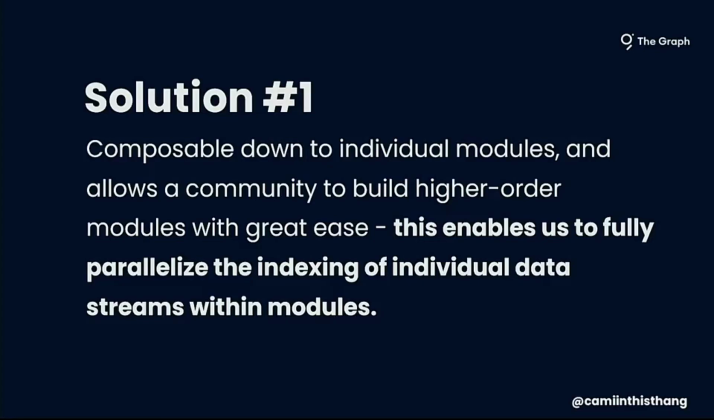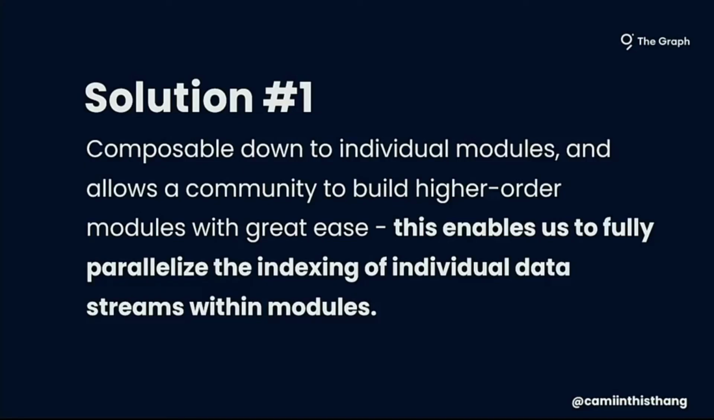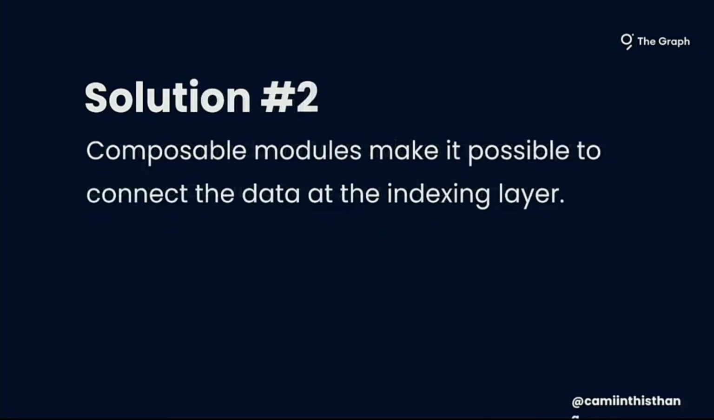So going back to the problems that we just talked about, the first one was about this O of n processing time, and it takes too long. So with Substreams, these individual modules allow a community to build higher order modules, and like we said, we'll talk about this more in a second. You'll understand what I mean when I say these modules can be parallelized because we're breaking down this entire subgraph from this kind of linear processing to different modules that create this tree. The second solution is that these composable modules make it possible to connect the data at the indexing layer. So now you don't have to wait until your subgraphs are deployed to then try to put them together in your UI, but still have to write 3 different ones.